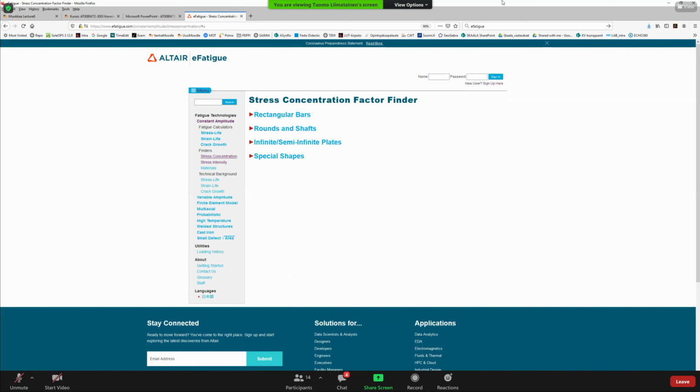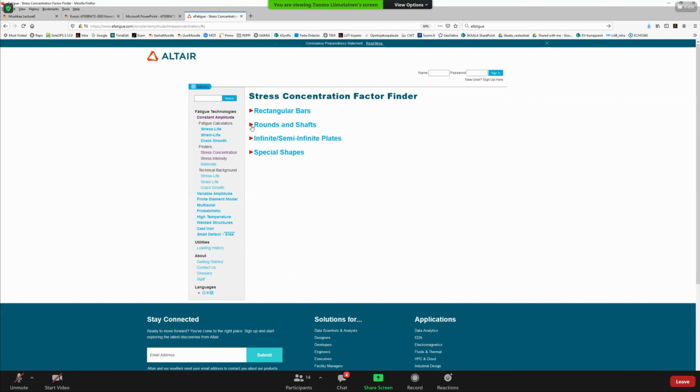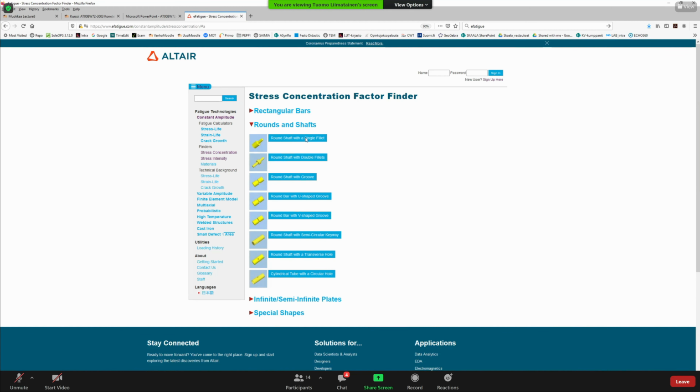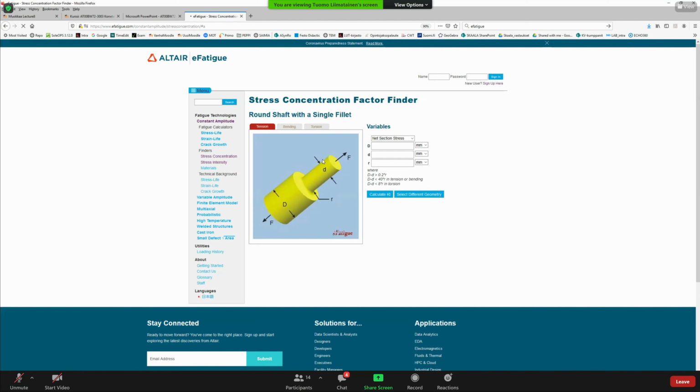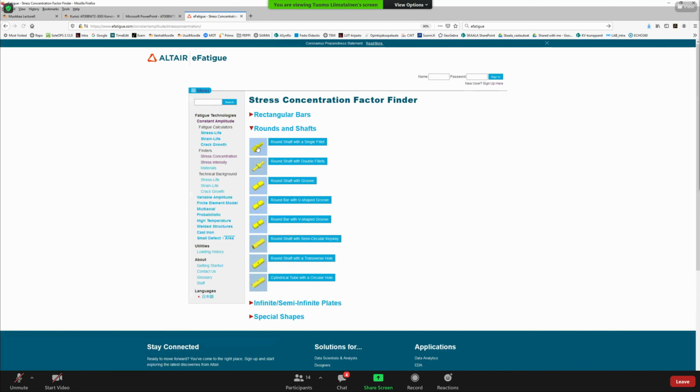Here's the stress concentration. Yes, I do it always. I go from Google. I just write e-fatigue into Google, and then I come to this page, and then I click stress concentration. And then here you have the rounds and shafts. Click onto the arrow, and then you can select from here round shaft with a single fillet. Sorry, I did it incorrectly. Here is the trick: I think at some point you need to click onto the text here. So if you click at this location of the picture, it will lead you nowhere. So you have to click onto this blue box with the text inside. Okay.